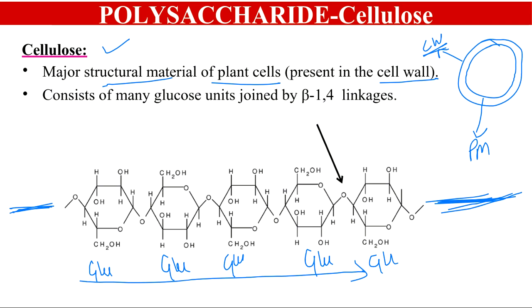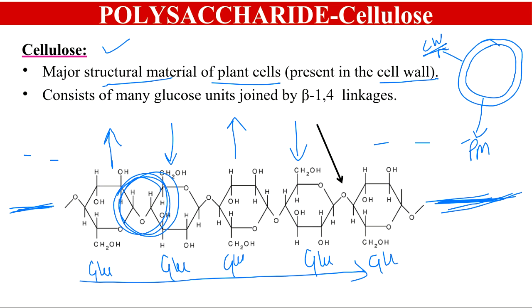Now, the difference is that the glucose molecules present inside the cellulose are joined in a particular fashion. For example, let's say this glucose is upside and the next glucose is flipped. If you observe carefully, the adjacent glucose molecules in cellulose are flipped. If one glucose molecule is straight, the next one is flipped, then the next is straight, the other is flipped, and so on. And the linkage between the two adjacent glucose molecules is the beta-1,4 glycosidic bond. So this you have to memorize, beta-1,4 glycosidic linkage.